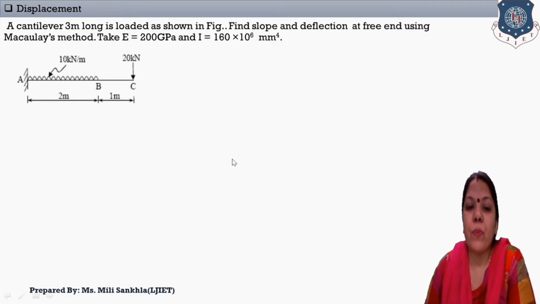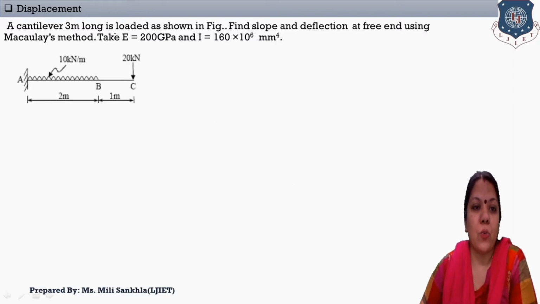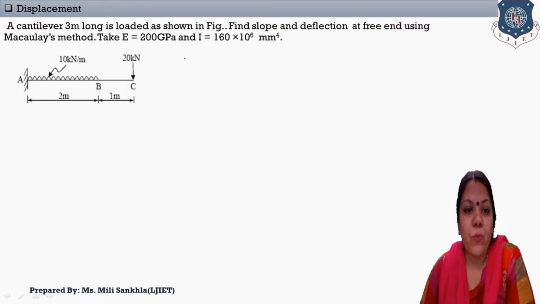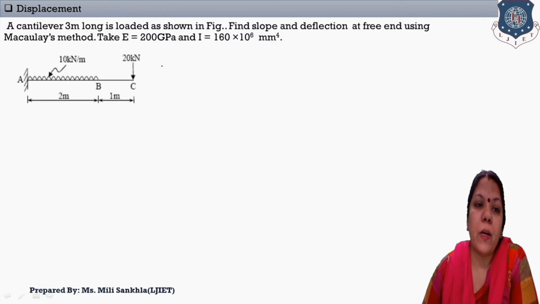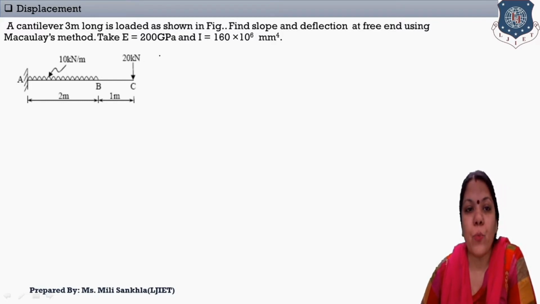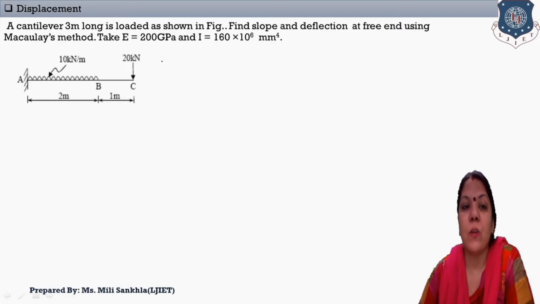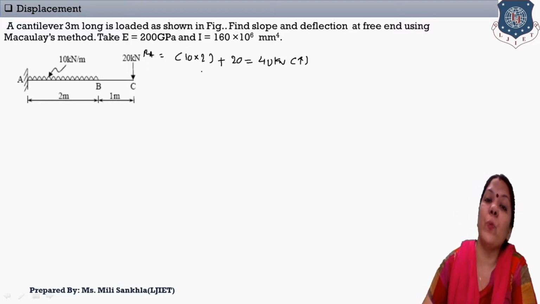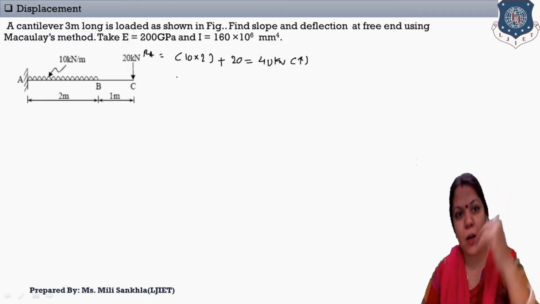Now the first step of Macaulay's method is to find the support reactions. For this cantilever beam, A is fixed and C is free. So we find the support reaction at point A. First, RA is equal to the UDL, 10 into 2, plus the point load 20. So the support reaction at A is 40 kilonewton in the up direction, because in this cantilever beam the load is in the downward direction, so the support balances it in the up direction.